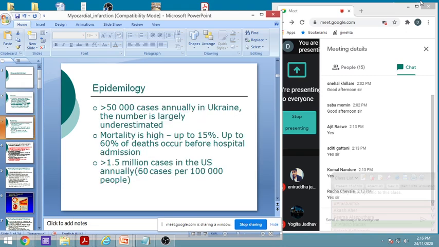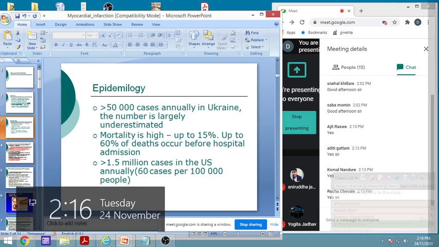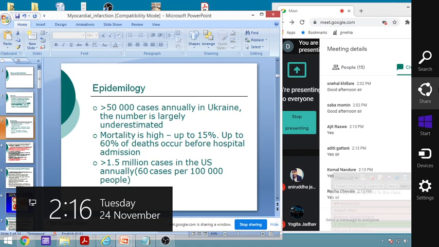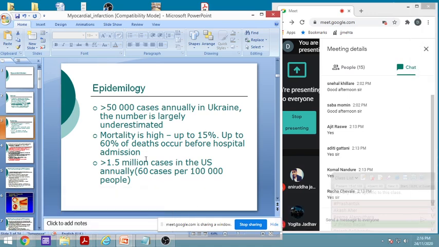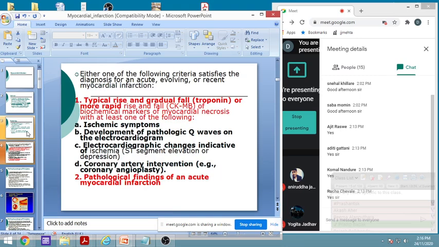There are approximately 50,000 cases annually in Ukraine, and everywhere it is increasing. In India also they are increasing. Mortality rate is very high, up to 50%, up to 60% of deaths occur before admission to the hospital, and there are 1.5 million cases in the US annually, 60 cases per 10,000. So in all countries there is this situation, and these are increasing everywhere. So that is a very dangerous, very difficult one.